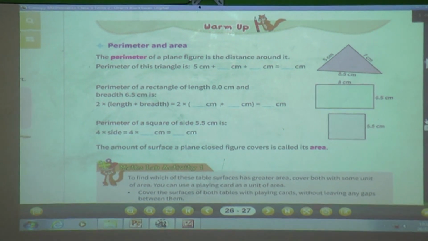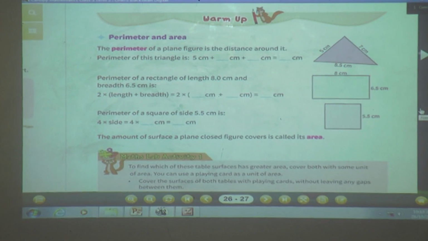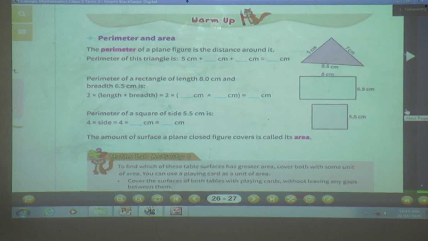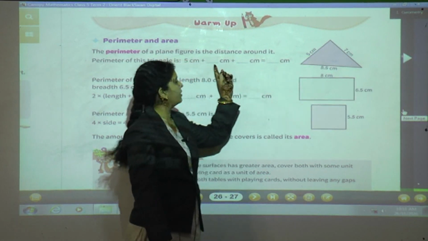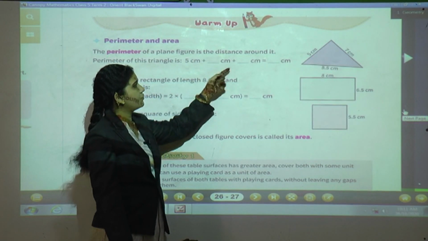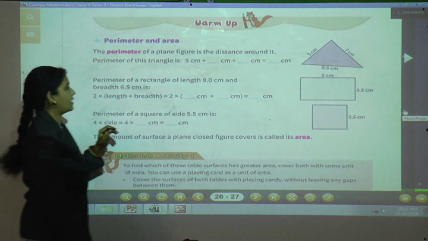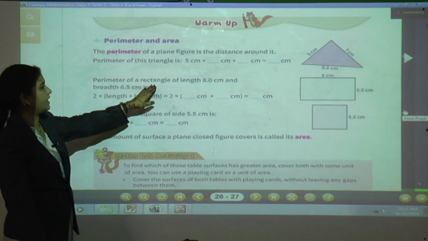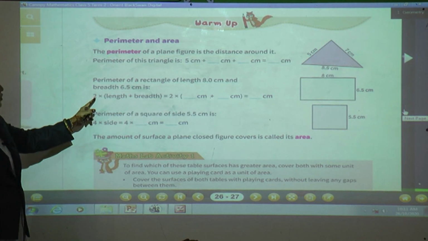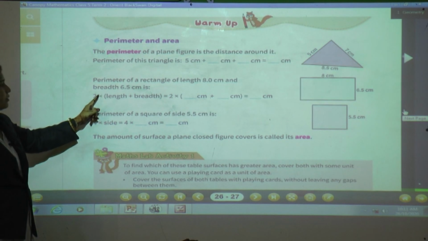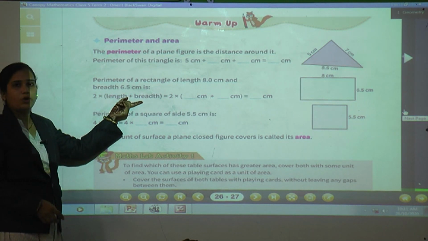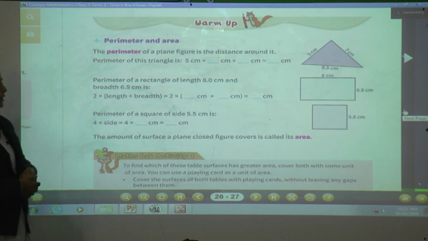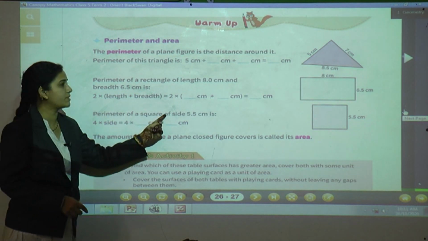Perimeter of a plane figure, that means perimeter of a triangle. So we need to add the measures of the 3 sides of the triangle. So we will get the perimeter of a triangle. Now perimeter of a rectangle. See students, 2 into bracket length plus breadth. So this one is the formula of the perimeter of a rectangle, and here perimeter of a square.